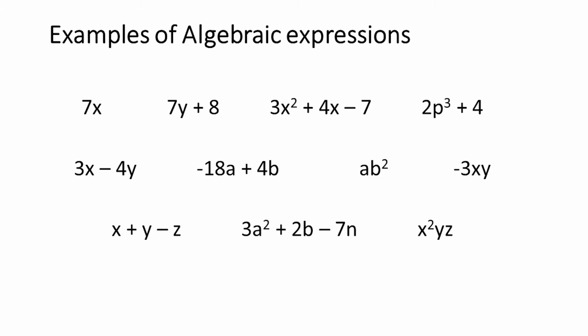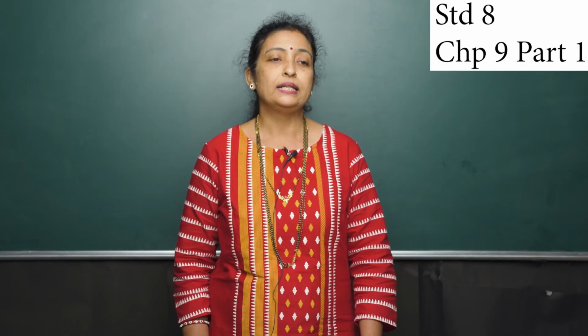And all these examples contain only one variable. The first one, 7x, has only one variable. The variable in the second is y. The variable in the third is x. And here we have also used the power of a variable. Let's see now these examples. We have 3x minus 4y, negative 18a plus 4b, ab square, negative 3xy. These are algebraic expressions having two variables. Then we have some more: x plus y minus z, 3a square plus 2b minus 7a, x square yz. Now these are algebraic expressions using three variables.